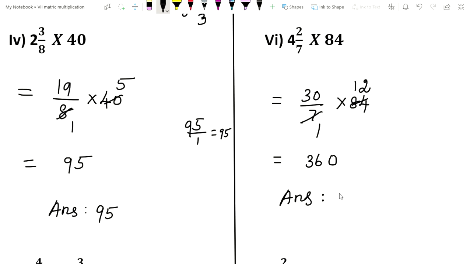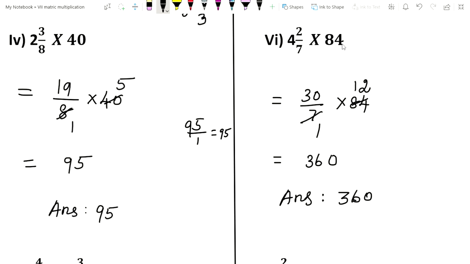Answer is 360. Here the denominator is 1 only. Any number divided by 1 you get the same number. That's why I wrote 360. Okay, I repeat this.